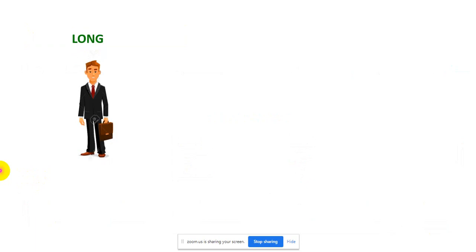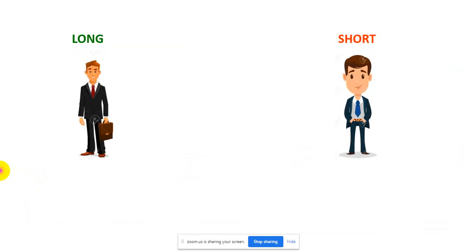Now let us understand what is mark to market. Let us say this person is long. That means he has purchased a futures contract, assuming that the price will go up. There is another person who entered into the contract. He is short. That means he sold a futures contract. These two persons agree. Currently the price is 1000, meaning they agree on 1000.